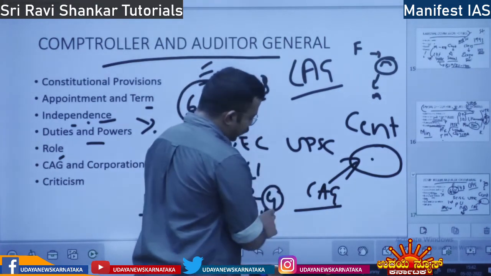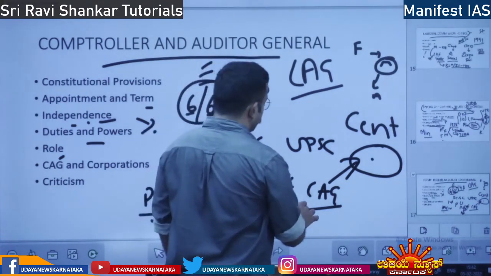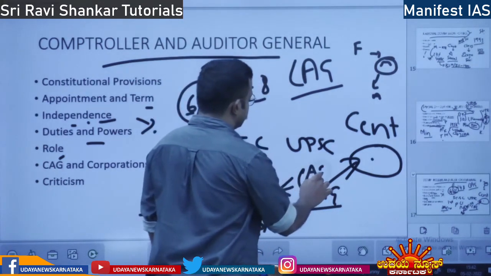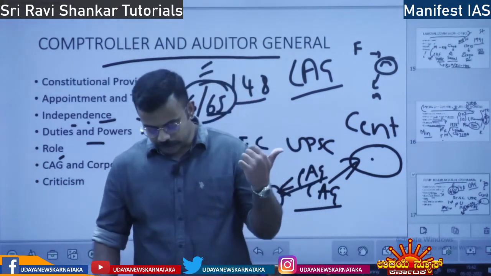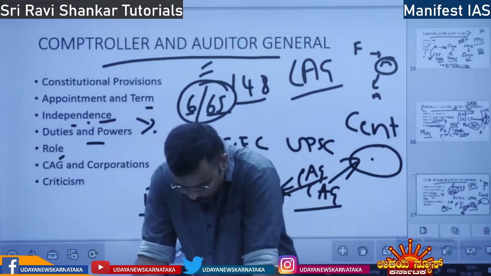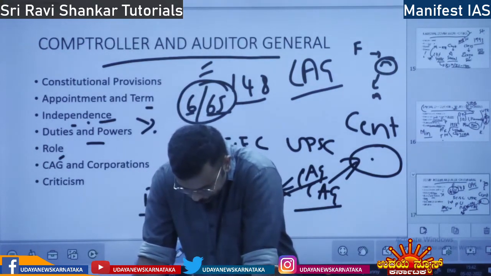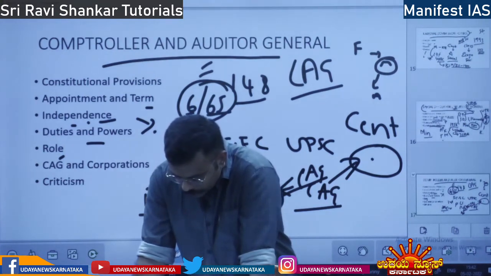So whether the money has been properly spent, that is being monitored by whom? That is monitored by CAG. Whether each rupee is spent properly is monitored by whom? It is monitored by CAG. So this is the major role of CAG.